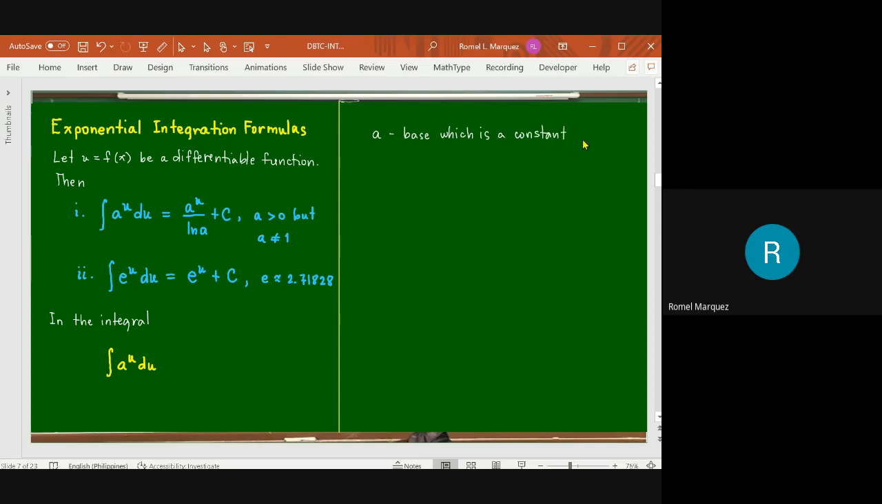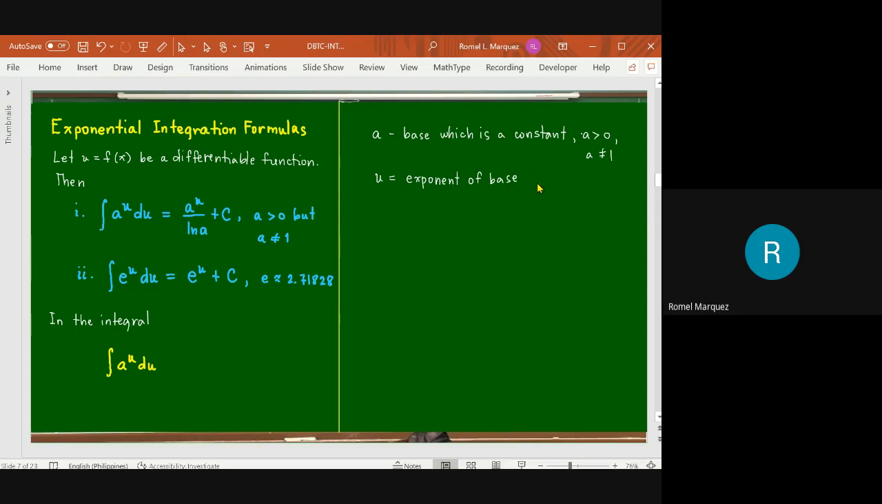Okay? Of course, different from what? So it is a constant greater than 0, but of course, not equal to 1. And then u here is the power function, I mean, the exponent, no? So this is the exponent, the exponent of the base.